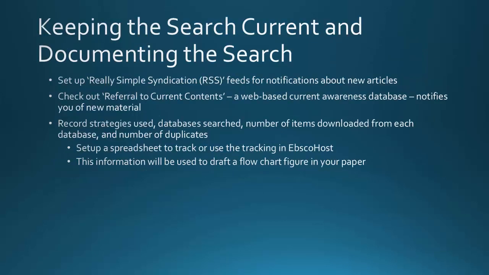Okay. You can keep your search current. If this is a topic that you're super passionate about and you want to stay up to date on the literature, you can set up alerts for yourself with Really Simple Syndication feeds. So you'll get notification when there's a new article that would come up under your search, okay? And you can also do referrals for Current Contents, which is a web-based current awareness database. Okay, so those are very helpful when you're trying to stay up to date on a topic that you're studying, particularly if you're a graduate student and you plan to pursue it in a project.